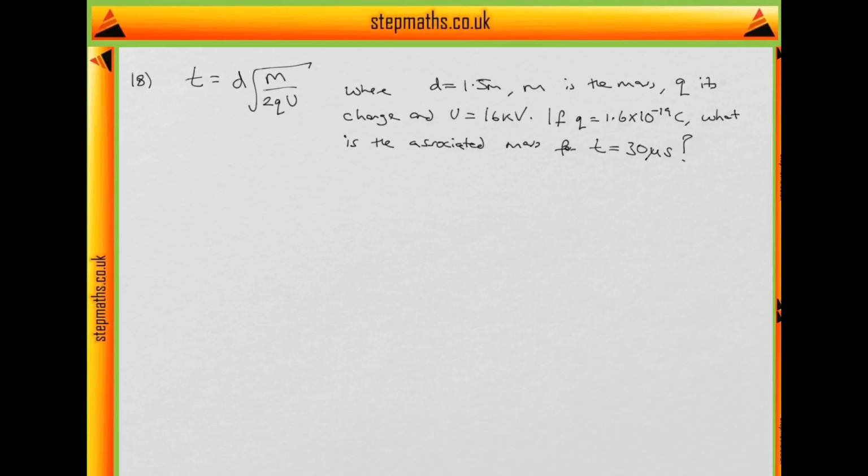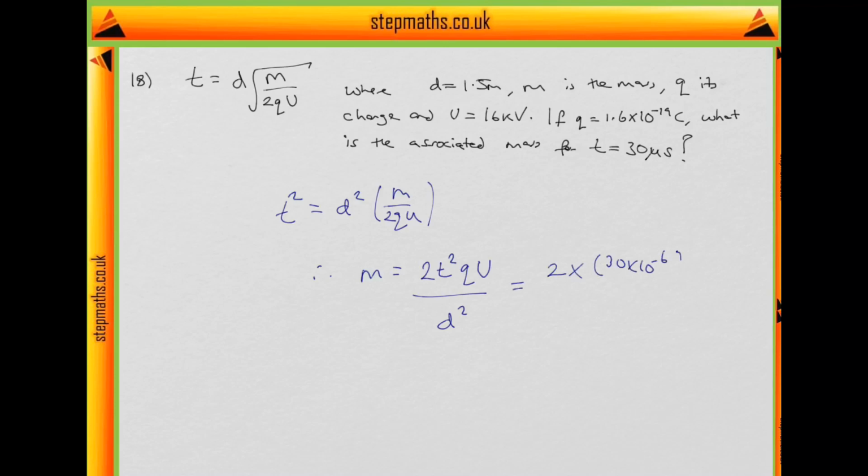Well, it's simply a matter of rearranging a formula. So if we square both sides of the equation, we get t squared is d squared into m over 2qu, which tells us that, in fact, m is equal to 2t squared qu over d squared, which is equal to 2 times 30 times 10 to the minus 6 squared times 1.6 times 10 to the minus 19 times u, 16 times 10 to the 3, divided by d squared, 1.5 squared.